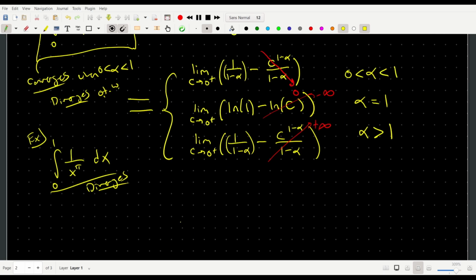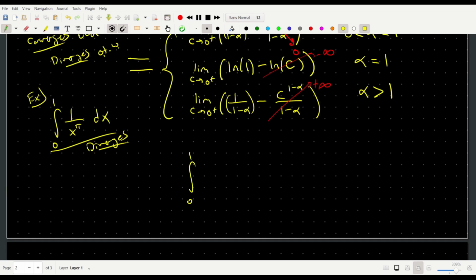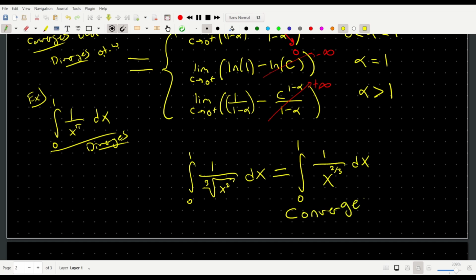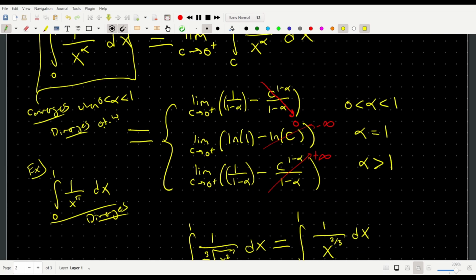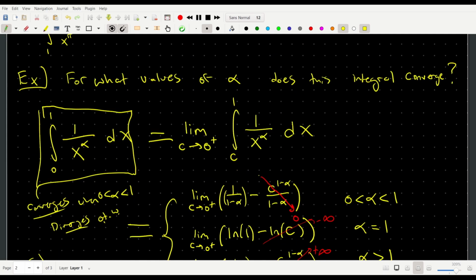However, if you were to write something like the integral from 0 to 1 of 1 over the cube root of x squared, from this result right here, we can say immediately that this converges, because this is the same thing as the integral from 0 to 1 of 1 over x to the 2/3. And because 2/3 is an alpha that's between 0 and 1, and we're integrating from 0 to 1, we can say from this result that this must converge. So really what we've just done is show for a very wide class of functions convergence and divergence.